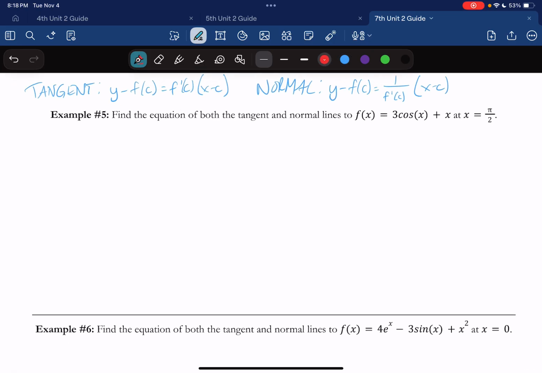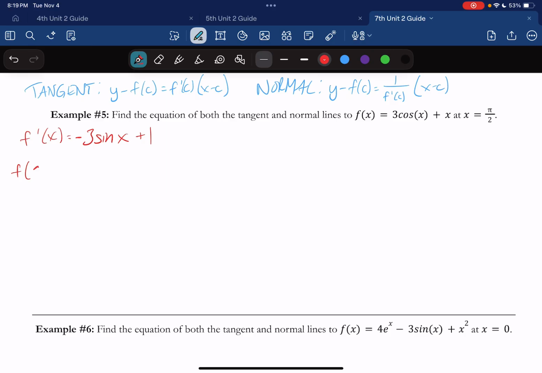All right, so to find these, I need to find the derivative. So I have f prime of x. The derivative of cosine is negative sine, so this is going to be negative 3 sine x. And then the derivative of x is 1, so plus 1. Okay. Now I need to evaluate my function and my derivative at my x value.